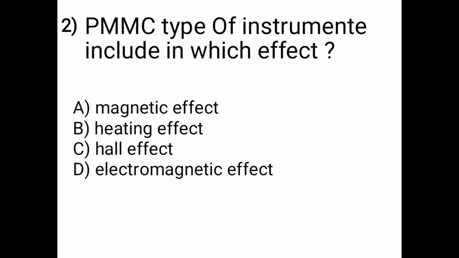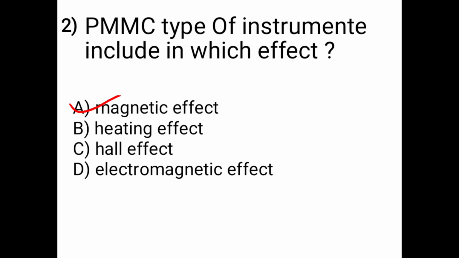Then the second question is, PMMC type of instrument is included in which effect? Options are A, magnetic effect, B, heating effect, C, Hall effect and D, electromagnetic effect. The correct answer is option A, magnetic effect. So the PMMC type of instrument is included in the magnetic effect.